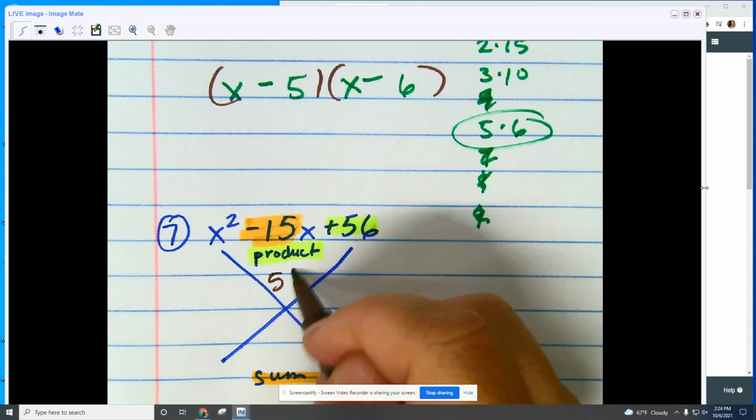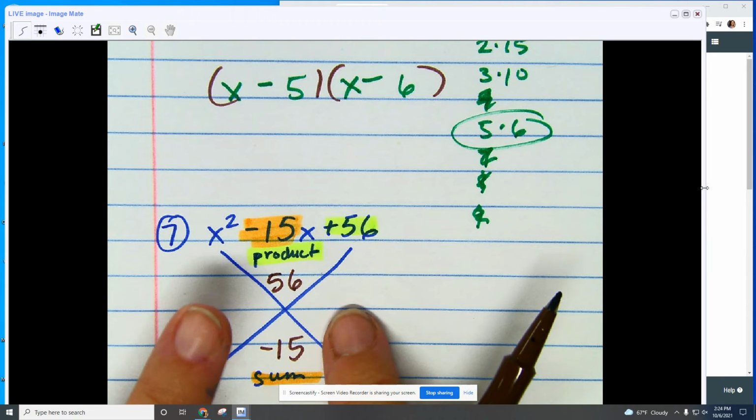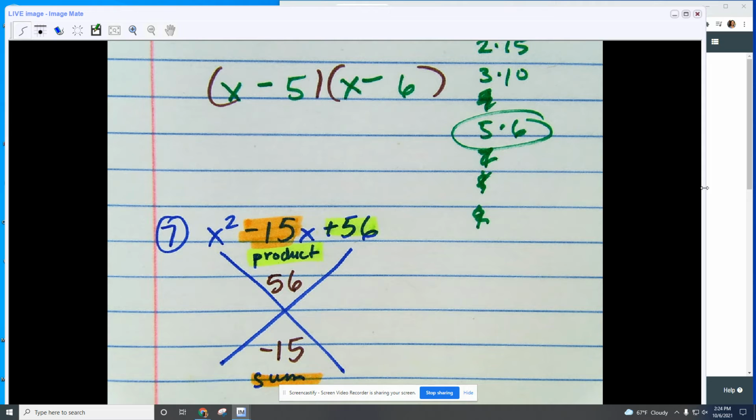Okay, my product is 56. My sum is negative 15. Who's good at factors? What times what equals 56? Raise your hand if you think you know. What times what is 56? Leilua.